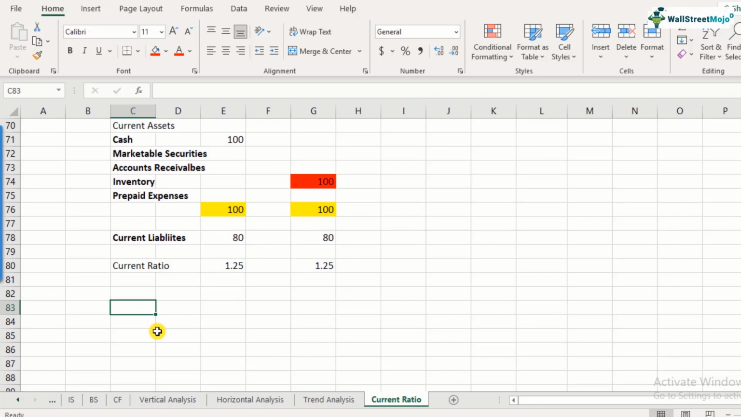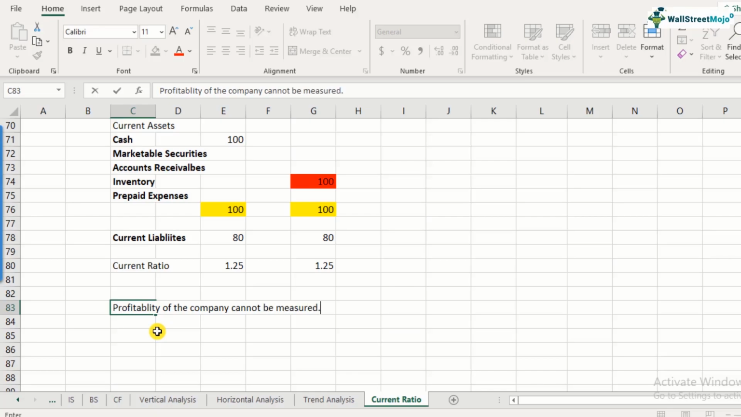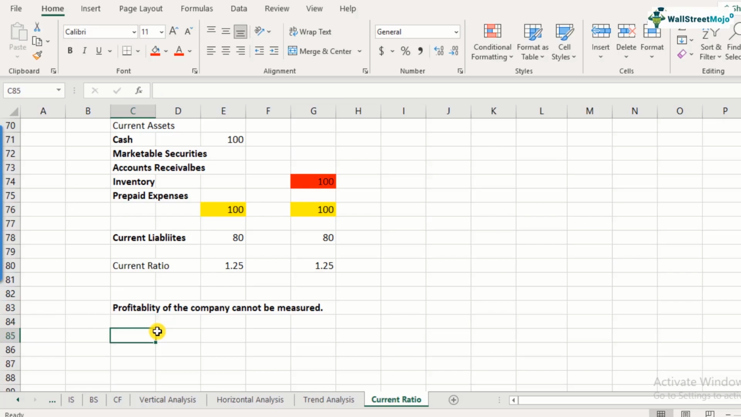The second limitation is that it doesn't give us anything about the profitability of the company. Profitability cannot be measured using this. Obviously it's not an income statement ratio, it's just a balance sheet ratio, so it doesn't give us any indication of how profitable the company is or how this ratio affects the profitability. There's no relationship as such.